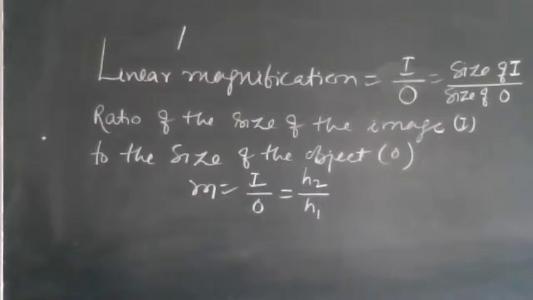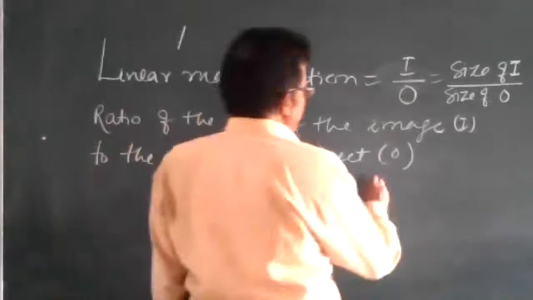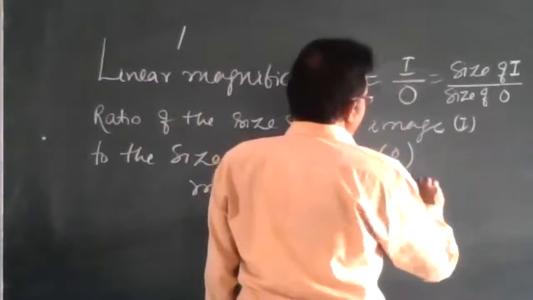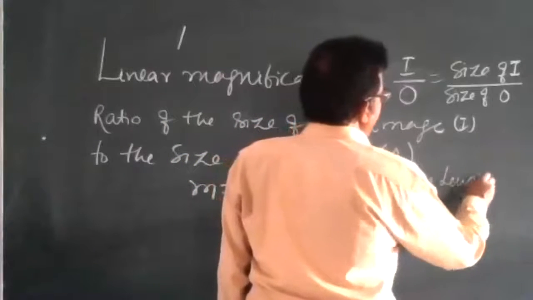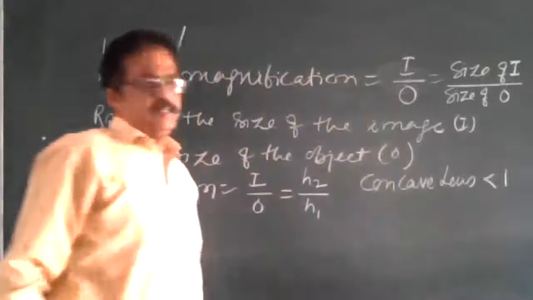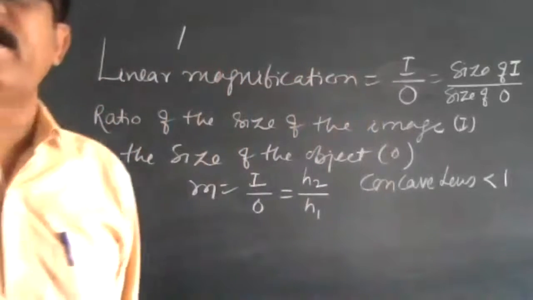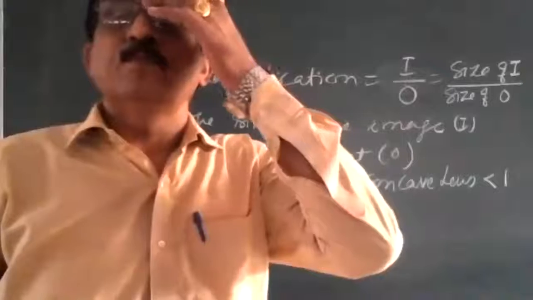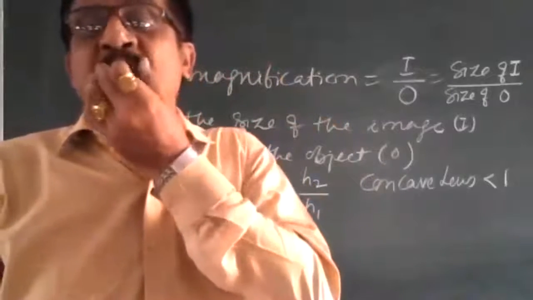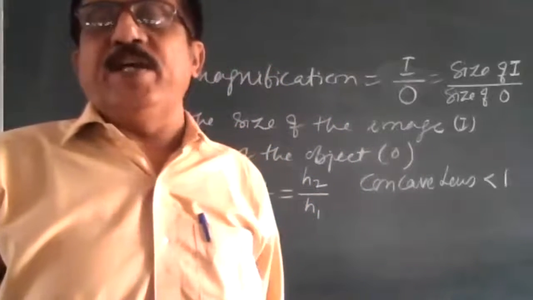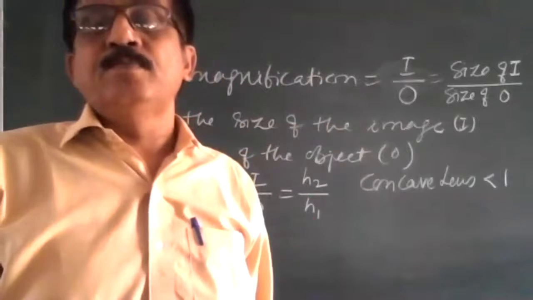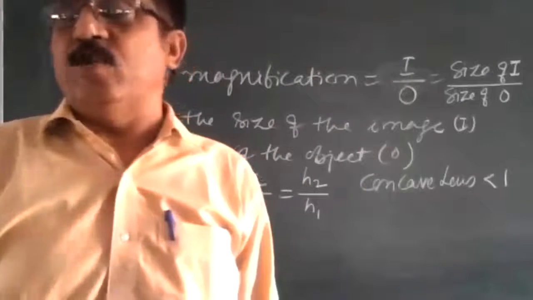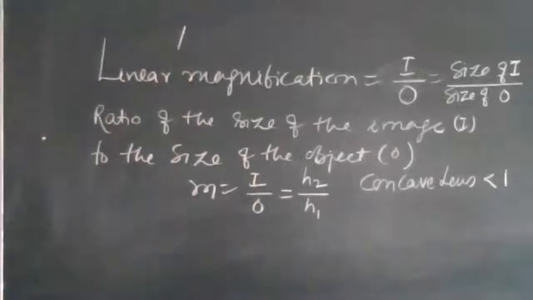A concave lens forms an image which is always smaller than the object. So linear magnification for a concave lens is always less than 1. Write down: linear magnification by a concave lens is always less than 1.